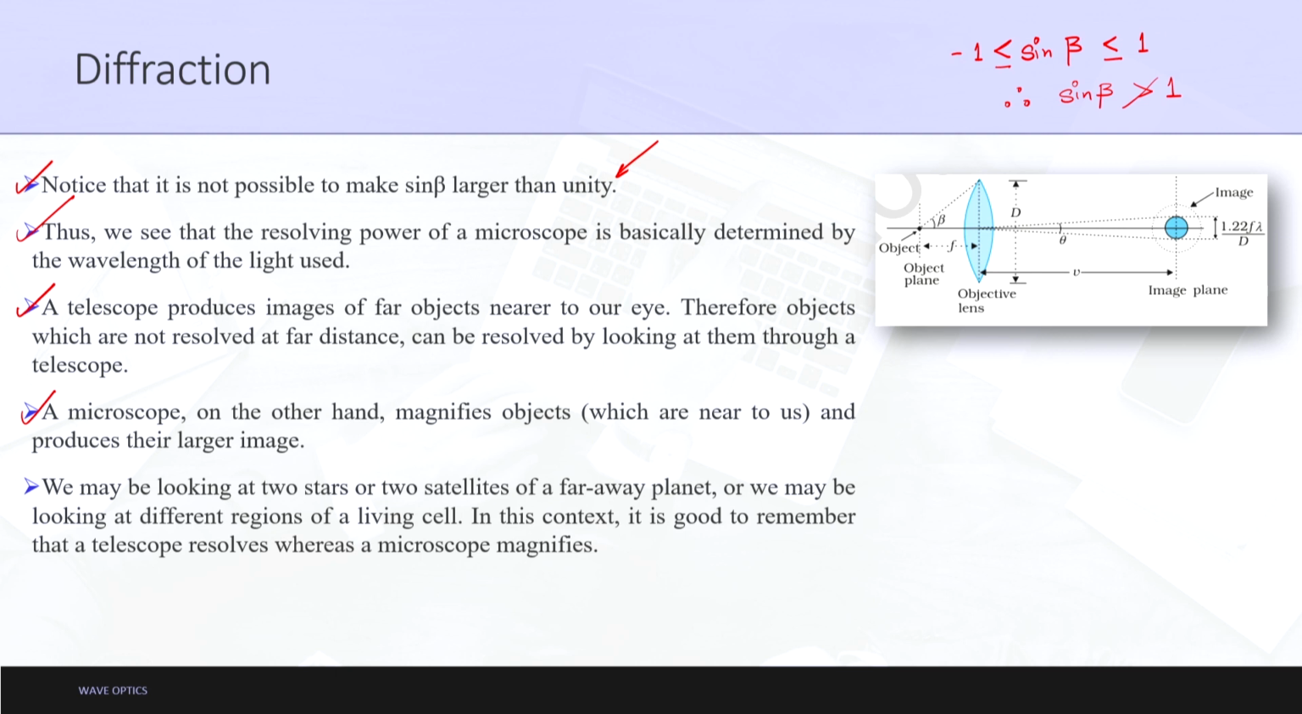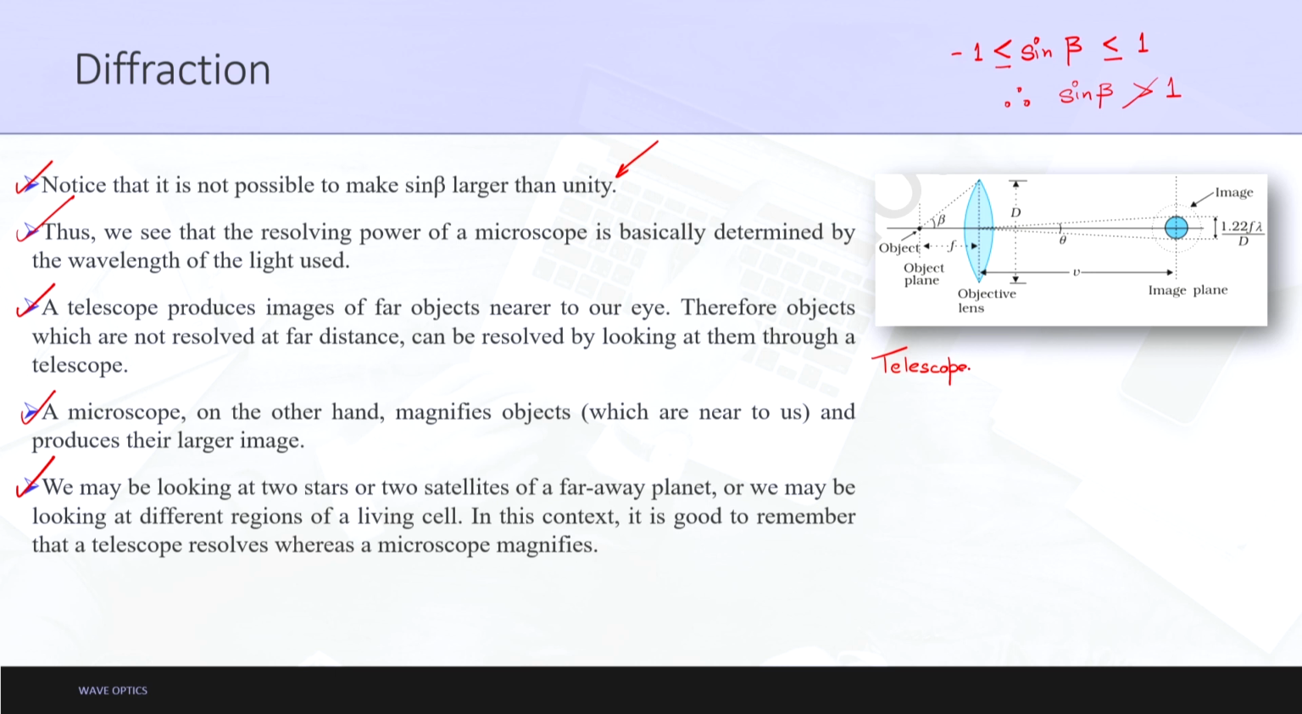So we may be looking at two stars or two satellites of a faraway planet, or we may be looking at different regions of a living cell. So this is an example of a telescope, and this is an example of a microscope. In this context, it is good to remember that a telescope resolves whereas a microscope magnifies. This is the only thing I was trying to convey to you. Please make sure I will just write it here also, so that it is a revision again.